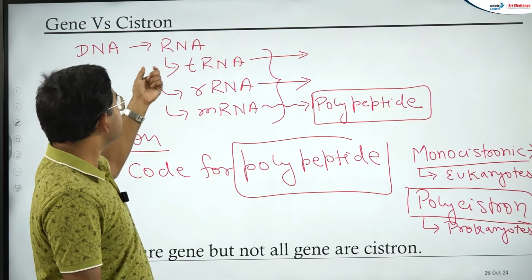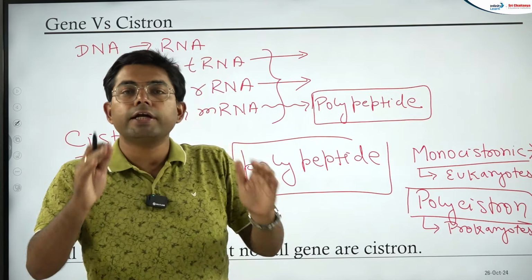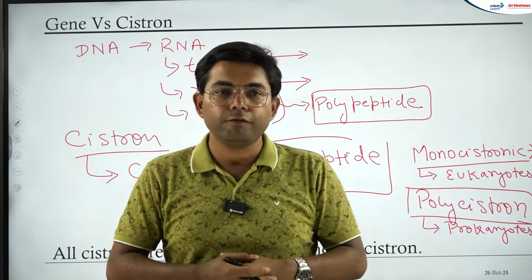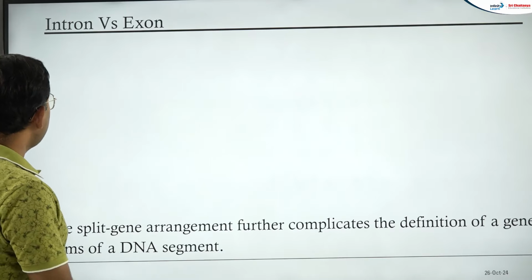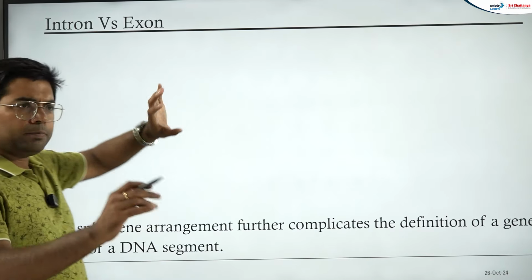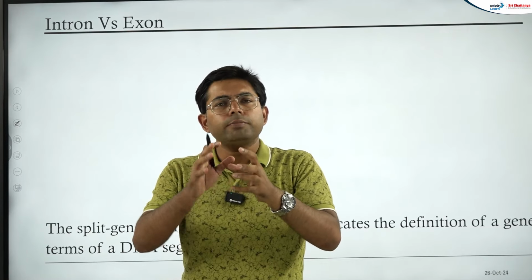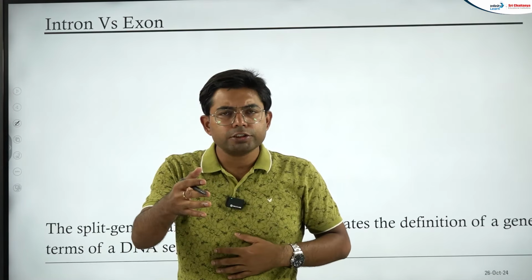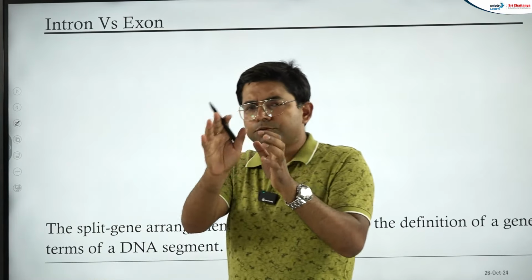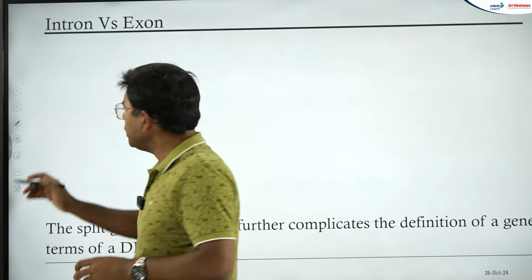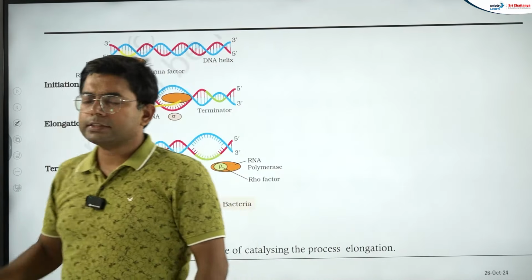We have already seen the difference between gene and cistron. So now we have the background ready to understand the different steps of transcription. So let's see that. So intron and exon, just that part which we just said, will be the coding and non-coding regions of DNA, which we will see in a little detail in post-transcriptional modification. So now let's move ahead to the steps of transcription.